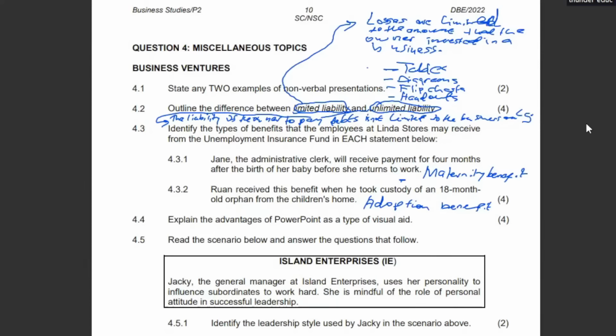4.4 reads as follows. Explain the advantages of PowerPoint as a type of visual aid. PowerPoint, they actually give a positive attitude, releases leadership potential. Okay, sorry. 4.2. If you check the advantages of PowerPoint, it is very easy to combine with sound or video clips. Also, slides can enhance the facts and summarize information.